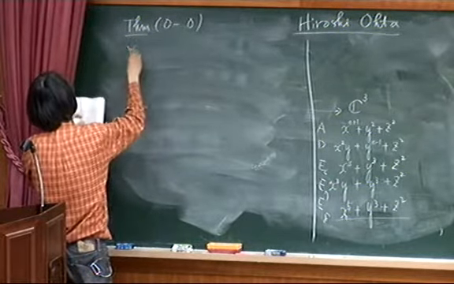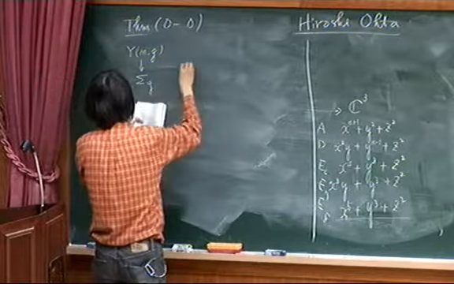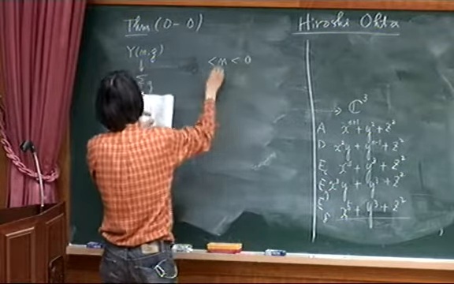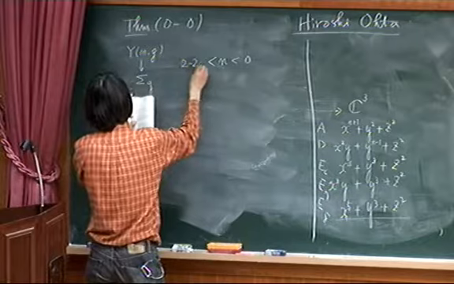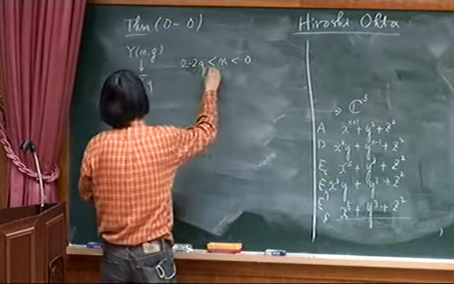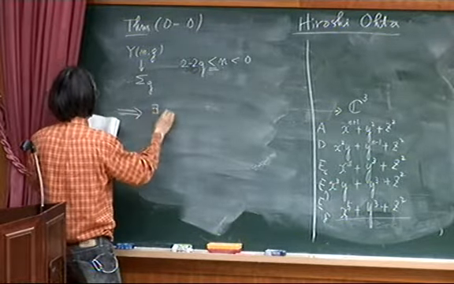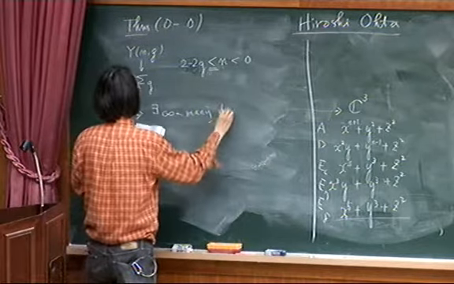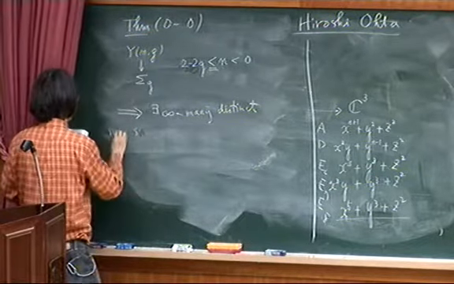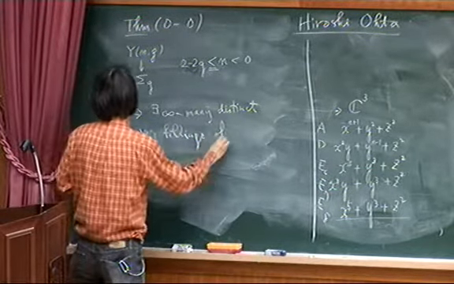So I consider this Y over Sigma_g, and if this n is between 0 and 2 minus 2g, then there exist infinitely many distinct strong minimal symplectic fillings of this thing.